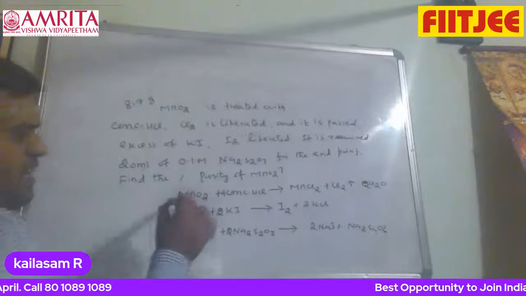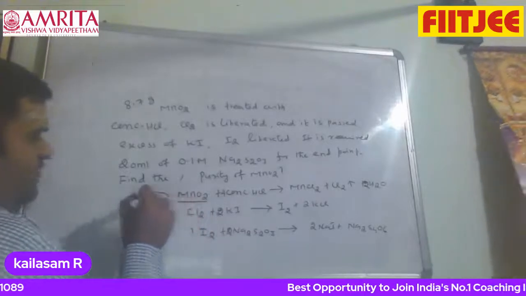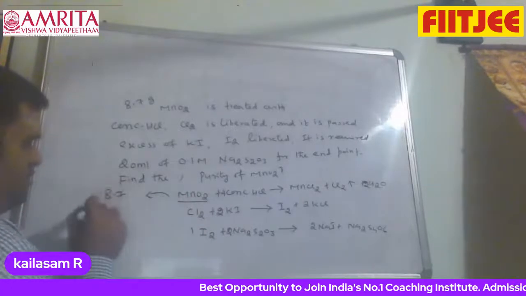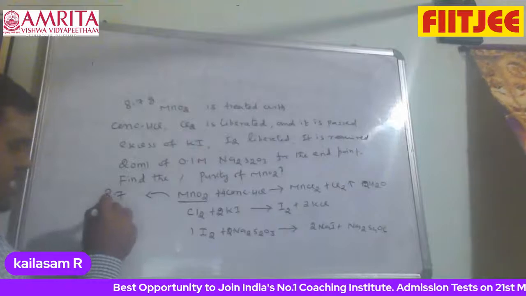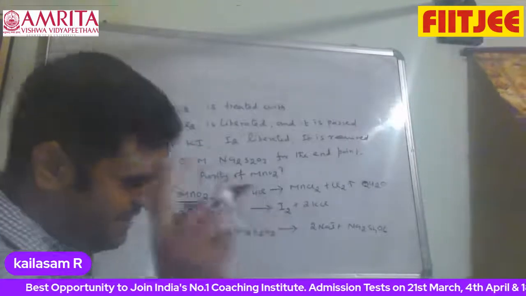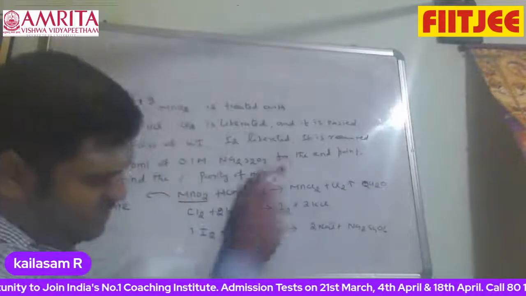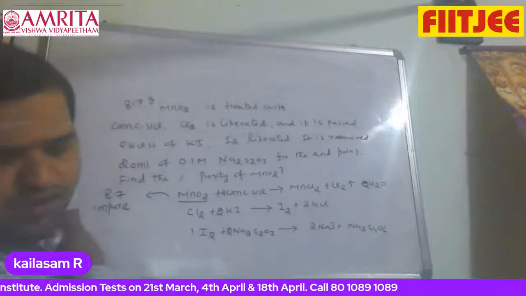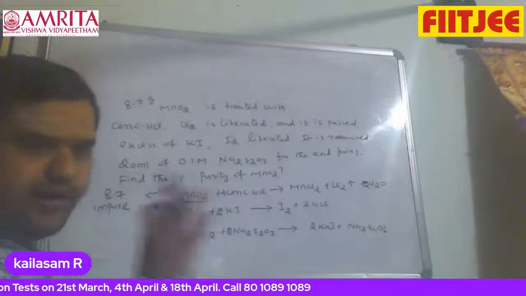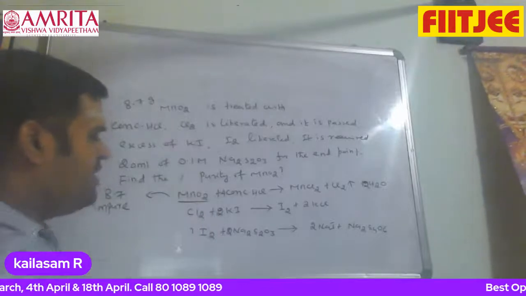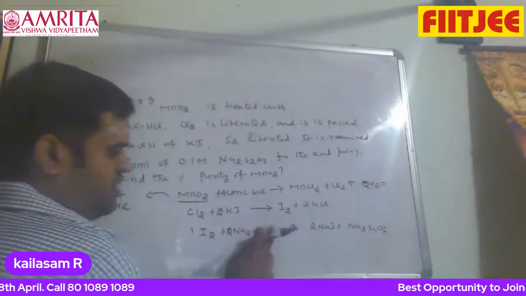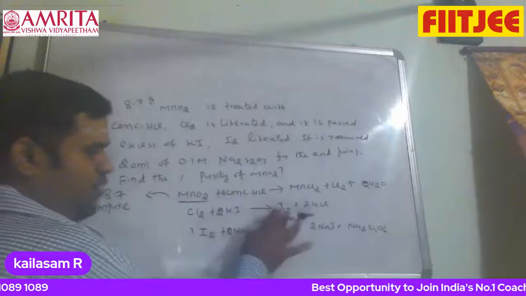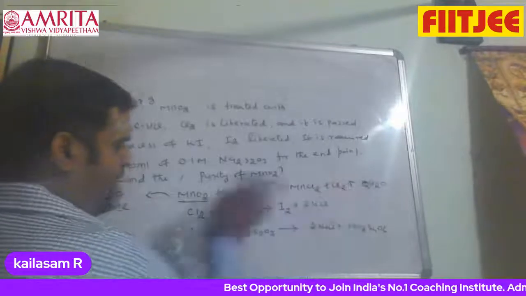Now, MnO2, how much they gave? 8.7 gram. It's impure. Assume that the impurities are inert impurity, does not react with any other. That's what you have to think about. Now what they have given is, as per the equation, 2 mole react, 1 mole obtained from 1 mole.